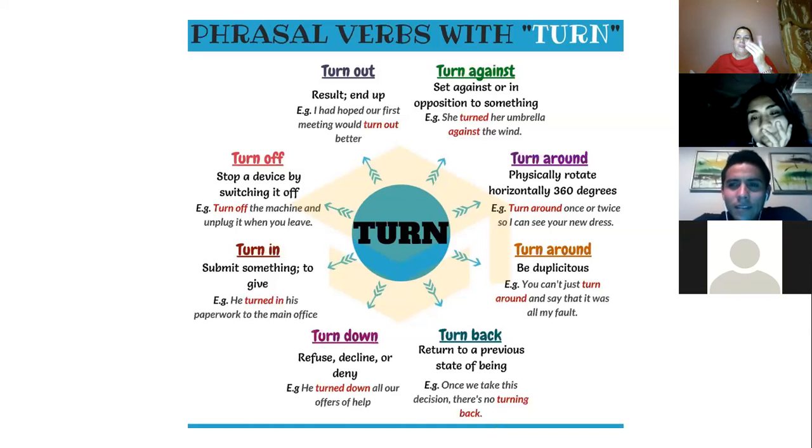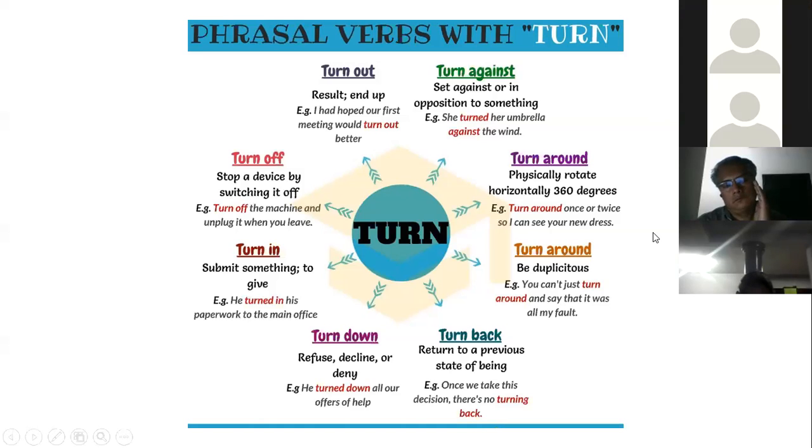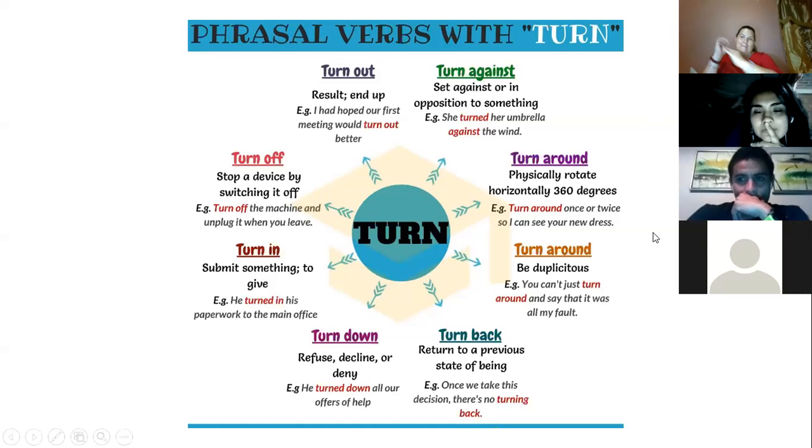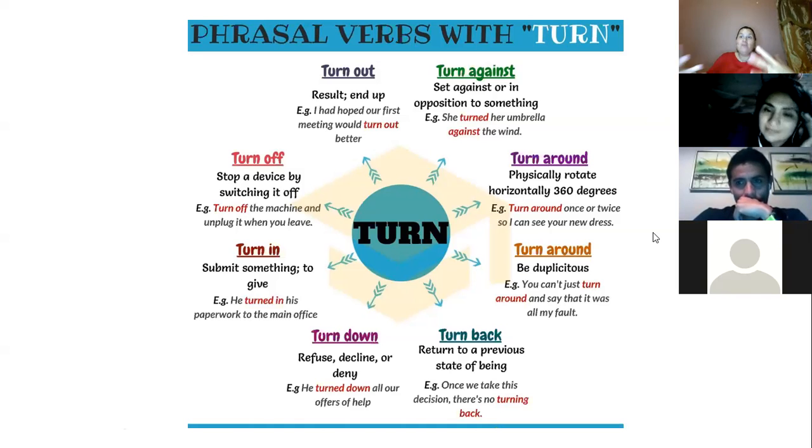What is the meaning of duplicitous? Put it into context. Try to put it in a sentence, in the context of things that would happen to you on a daily basis or a situation. It's a trait, yeah. But put it into context in a sentence.